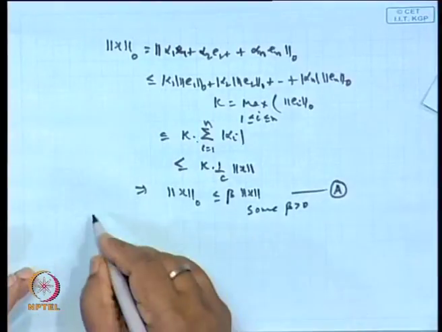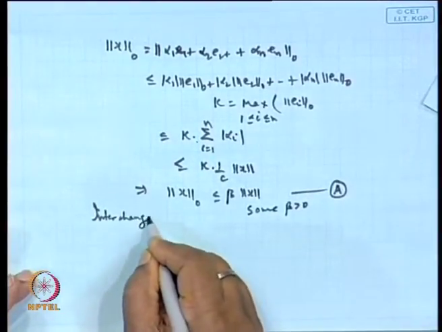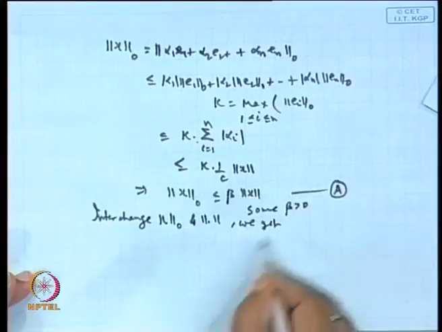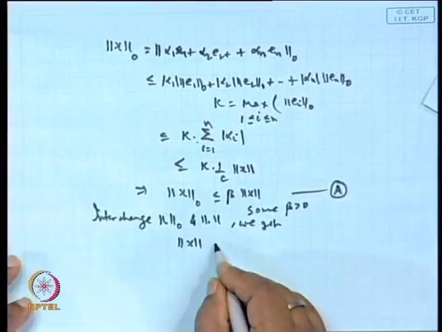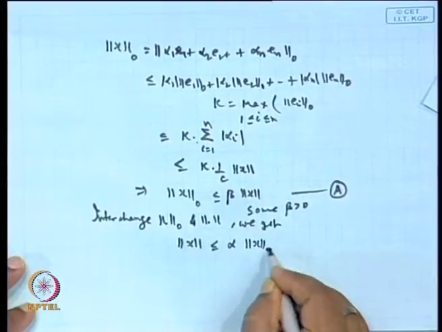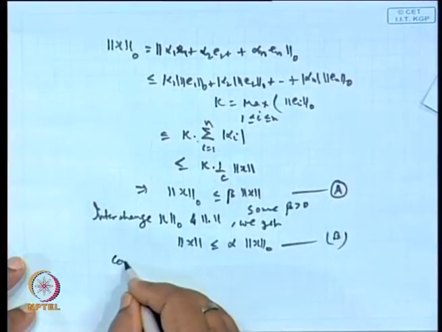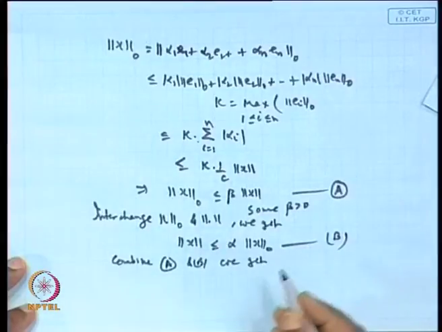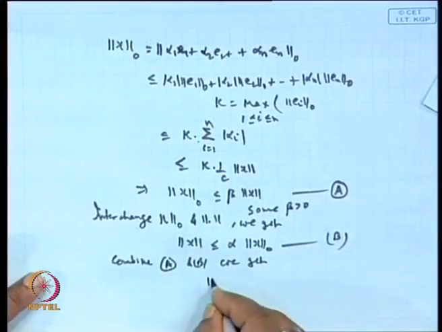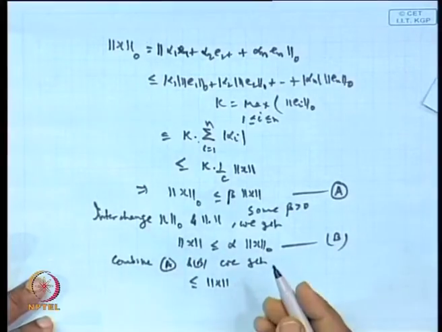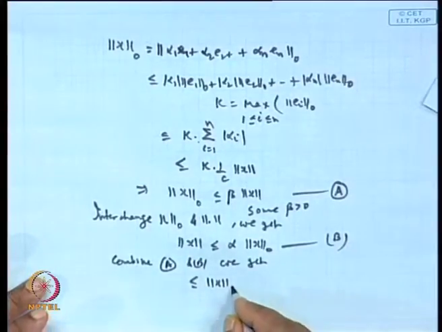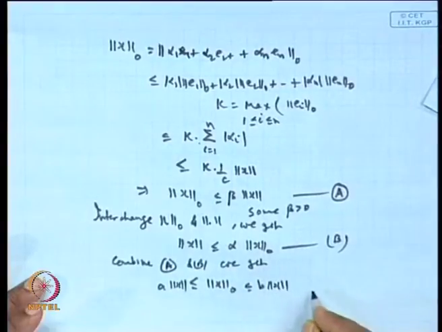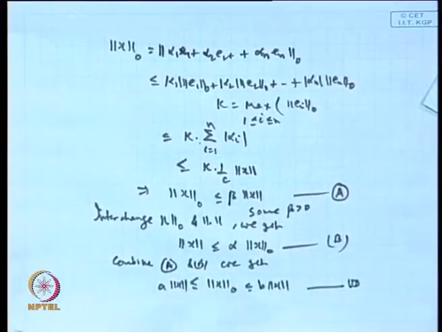Now if I interchange the positions of norm 0 and norm, then in a similar way we get norm of x is less than or equal to alpha times norm of x 0. So combining a and b, we get constants a and b such that norm x 0 lies between a times norm x and b times norm x. So this is the result which we require.